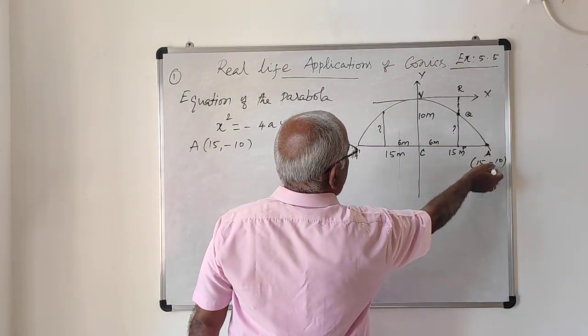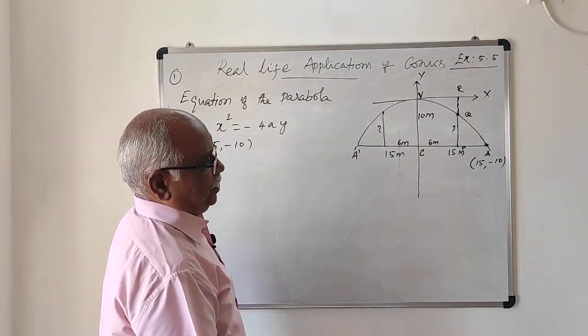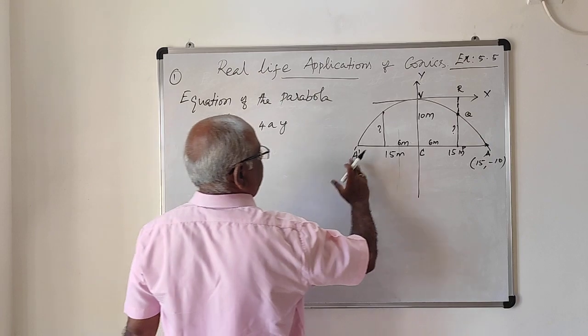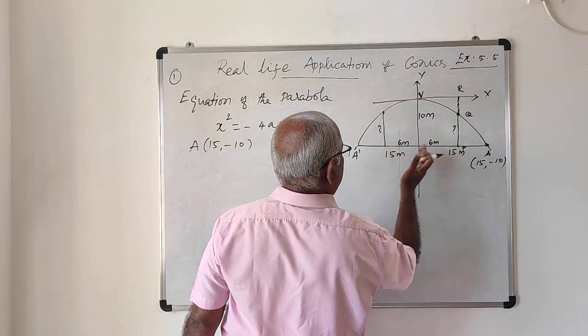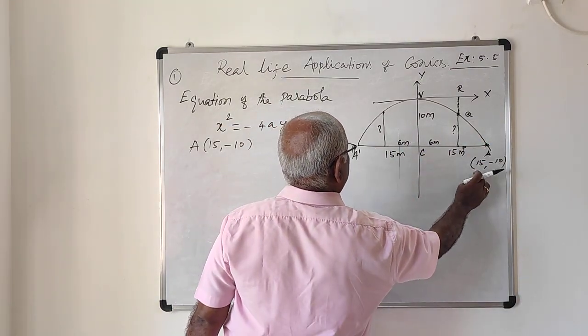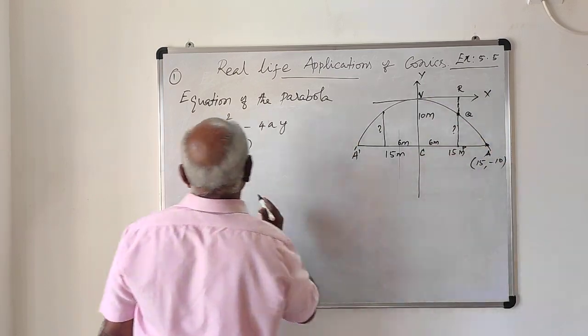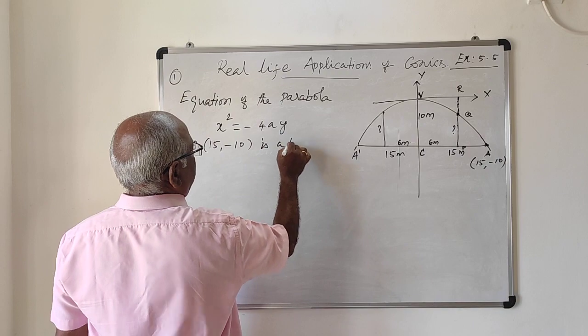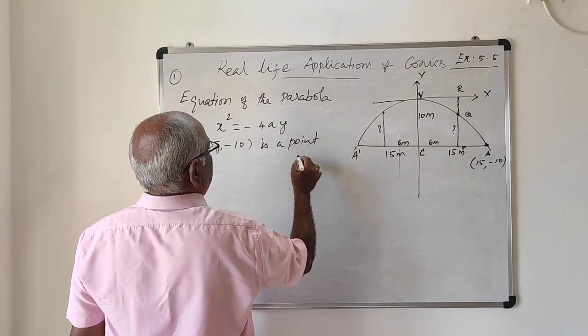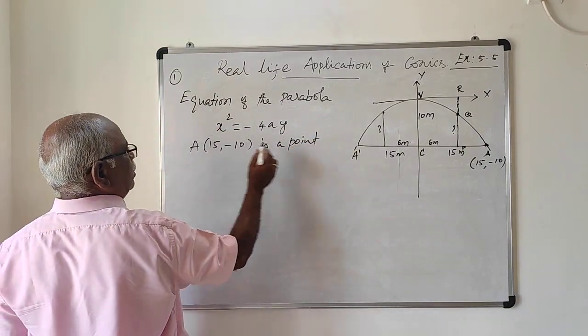It's a parabolic arc of the bridge. Total width is 30 meters. Therefore, from the center it is 15 and this is 15. Therefore, coordinates of A is 15 comma, downward direction 10. Height is 10, therefore this is minus 10. 15 comma minus 10 is a point on the parabola.